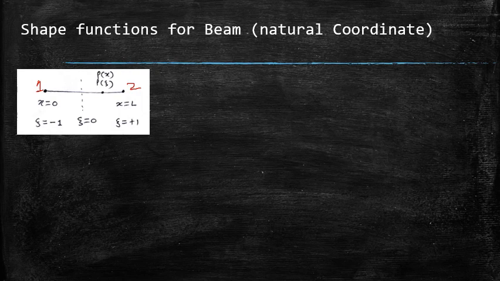Now we will introduce a new coordinate system in terms of zeta, where the origin of coordinate system is placed at the center of element. So on the extreme left side, that is at local node number 1, zeta is equal to -1, and at local node number 2, zeta is equal to +1. So as x varies from 0 to L, zeta varies from -1 to +1. This new coordinate system of zeta is also called a natural coordinate system.